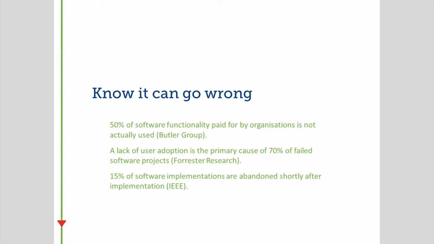Yeah, 15% of software implementations are abandoned shortly after implementation. The fact is, software can go wrong, and it's by understanding what you want to do, being honest about what you want to do, and making sure that everybody is on track all the way through that you get around that. As I said, so long as you know where you are, you know where you want to go, and you're honest about those, then that, I think, will get you a long way.